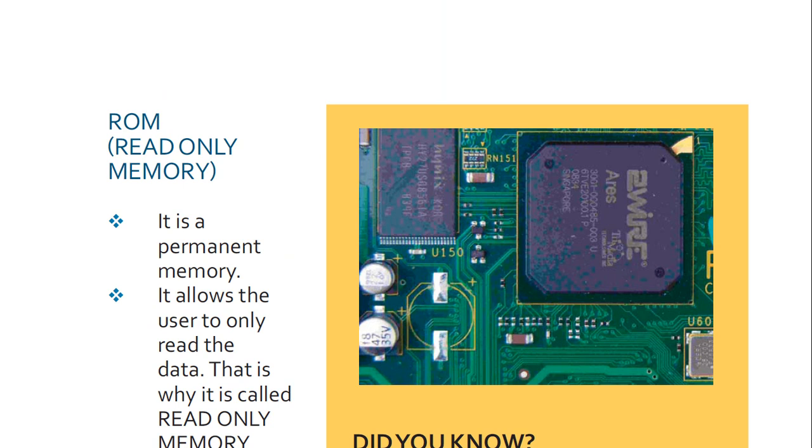Next, we are going to see about ROM, read only memory. Read only memory is shortened to ROM. ROM is a permanent memory. Look at the screen. This is a picture of ROM.